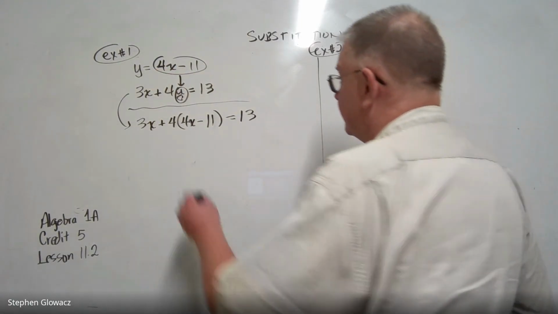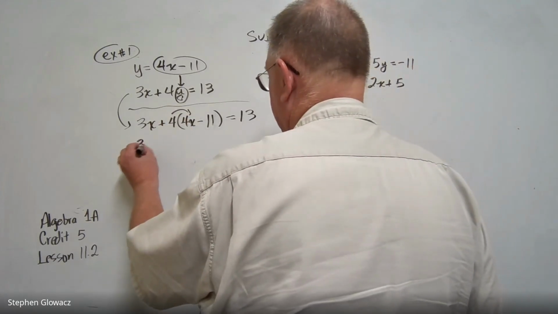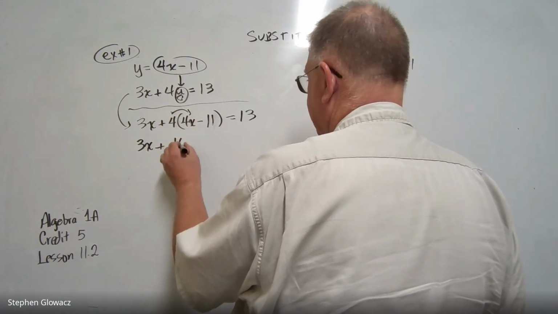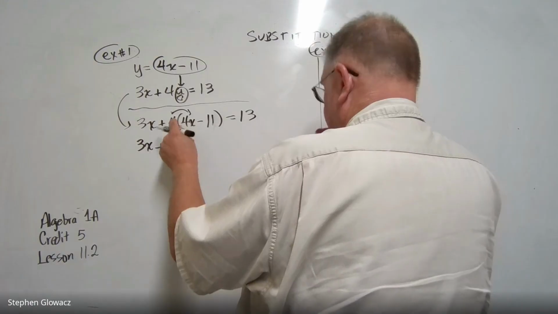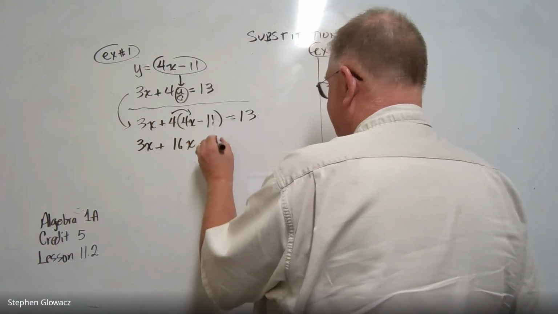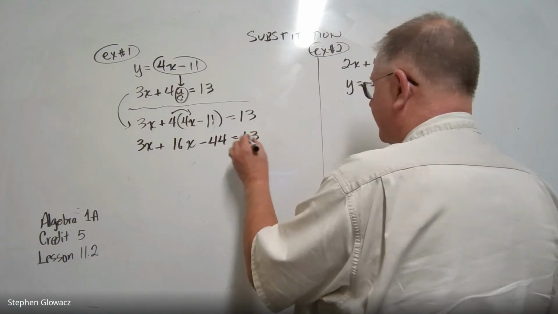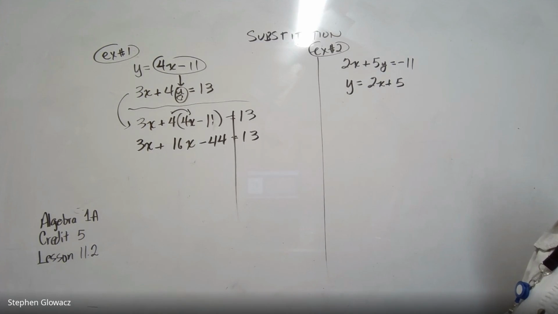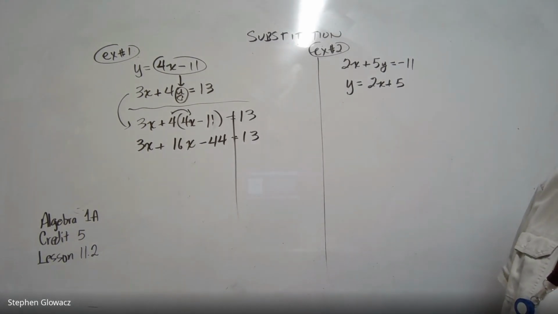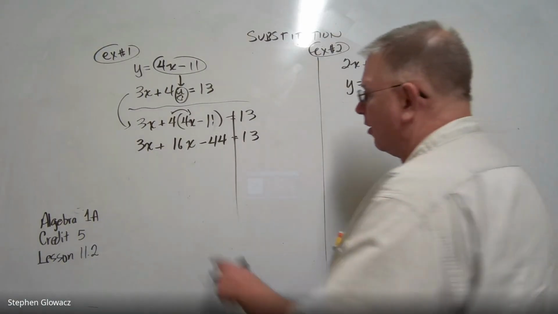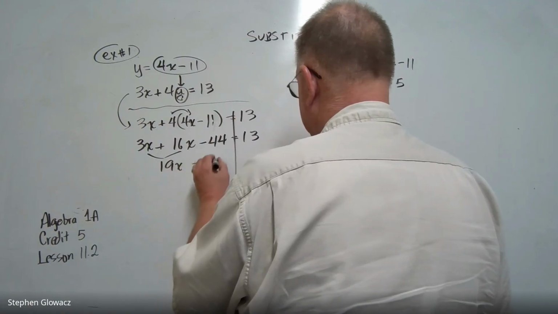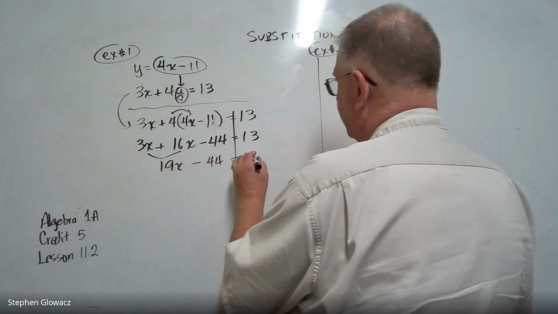All right, so now we're going to distribute 4 and bring down the 3x. 4 times 4x is 16x. And then 4 times negative 11 is negative 44. All right, so now time to combine like terms. Our x is 3x plus 16x is 19x. Minus 44 equals 13.